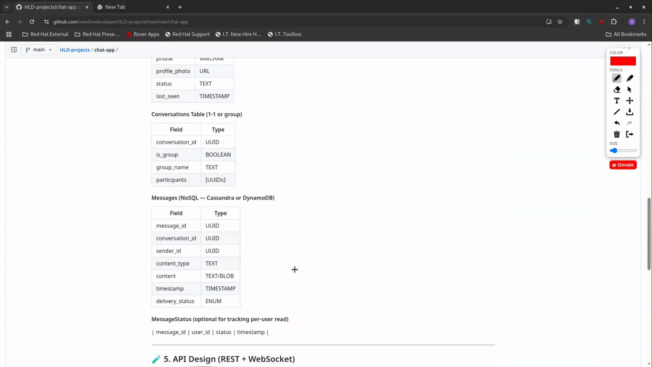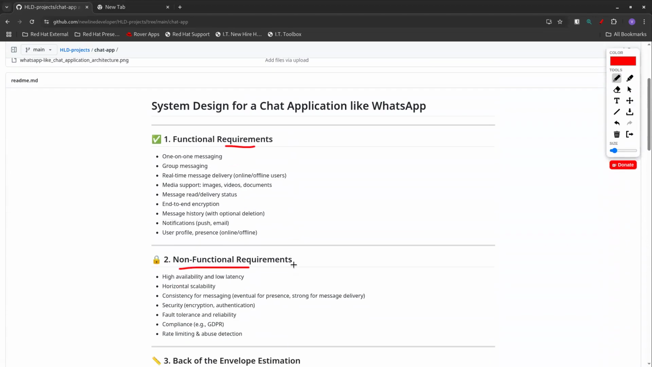Okay. So feature wise, let's talk about the functional requirements. Users can do one-on-one messaging, and group messaging also. They can get real-time message delivery status, whether the users are offline or online. And then media support: they can upload images, videos, or documents and share them. Also they should get message status, like whether it is read, delivered, or not able to be sent.